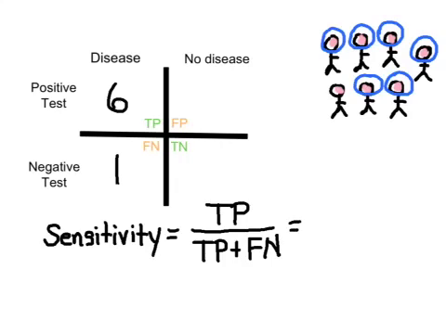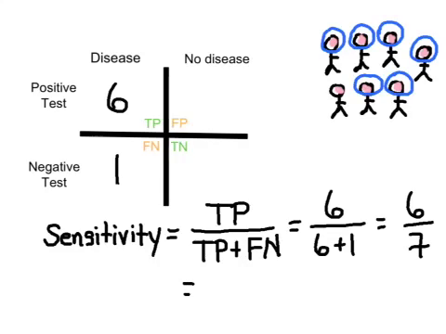And so in our case, that would be 6 over 6 plus 1, or 6 sevenths. 6 sevenths equals 0.86, which you could say is 86%. So the sensitivity of this test is 86%, meaning 86% of the people with the disease tested positive.